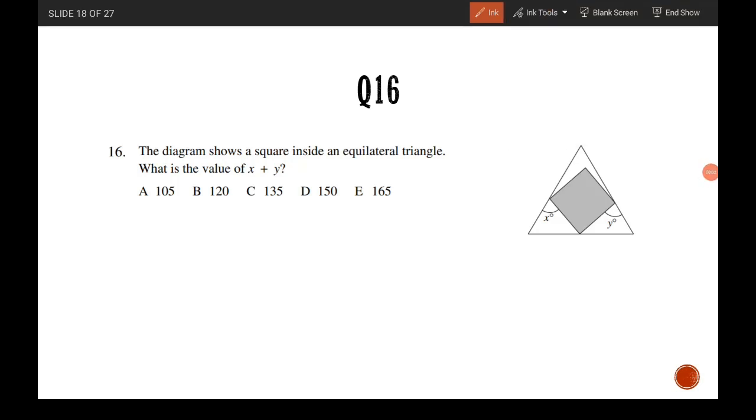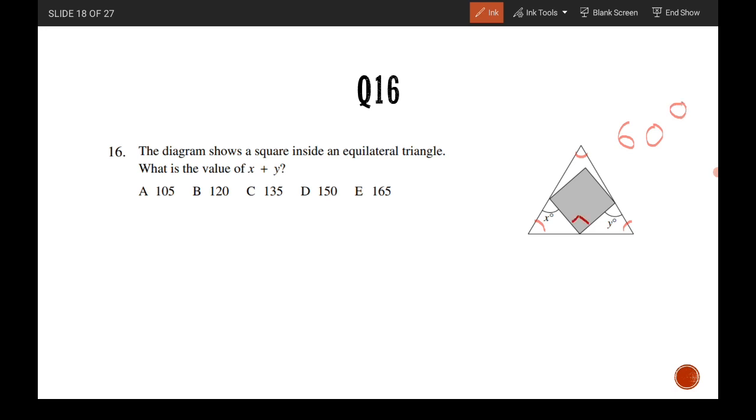This is question 16 from JMC 2015. The diagram shows a square inside of an equilateral triangle. What is the value of x plus y? So in an equilateral triangle, the three angles are all equal, and they are 60 degrees.